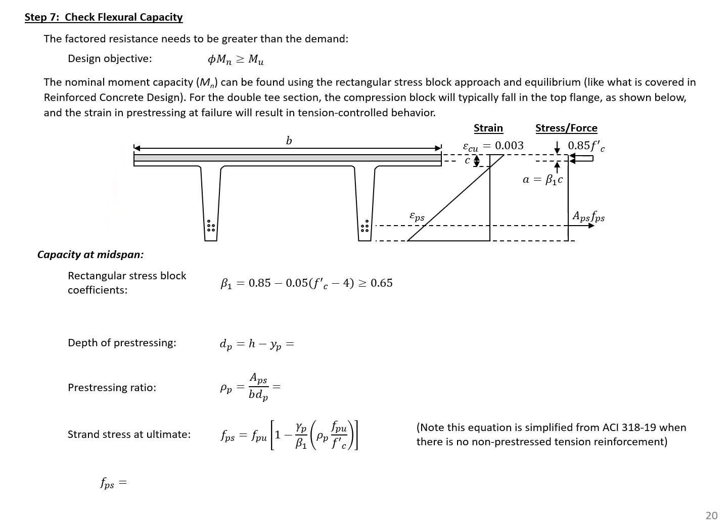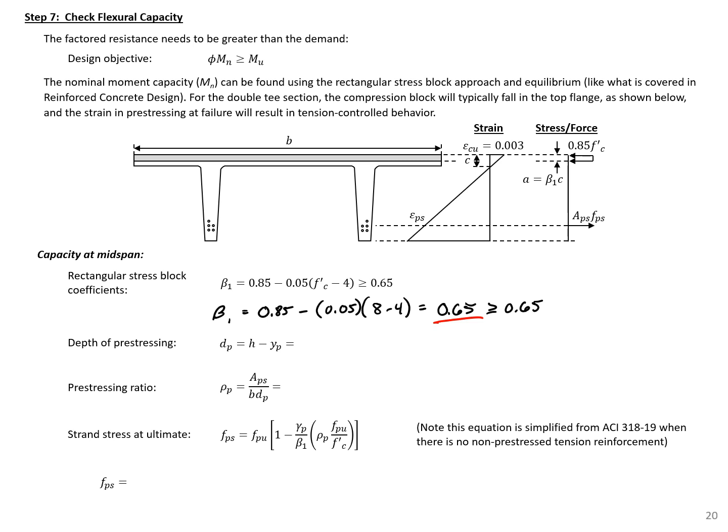So our first step here is to find the rectangular stress block coefficient beta 1, and we have 8 ksi concrete, so beta 1 is going to equal 0.85 minus 0.05 times (8 minus 4), which will be equal to 0.65. This is greater than or equal to 0.65, so this is the value that we'll use for beta 1.